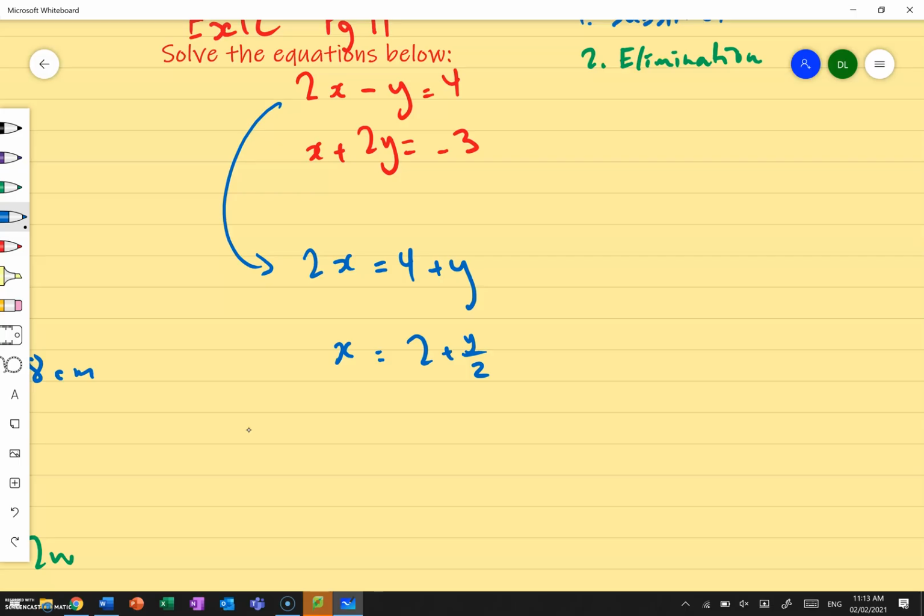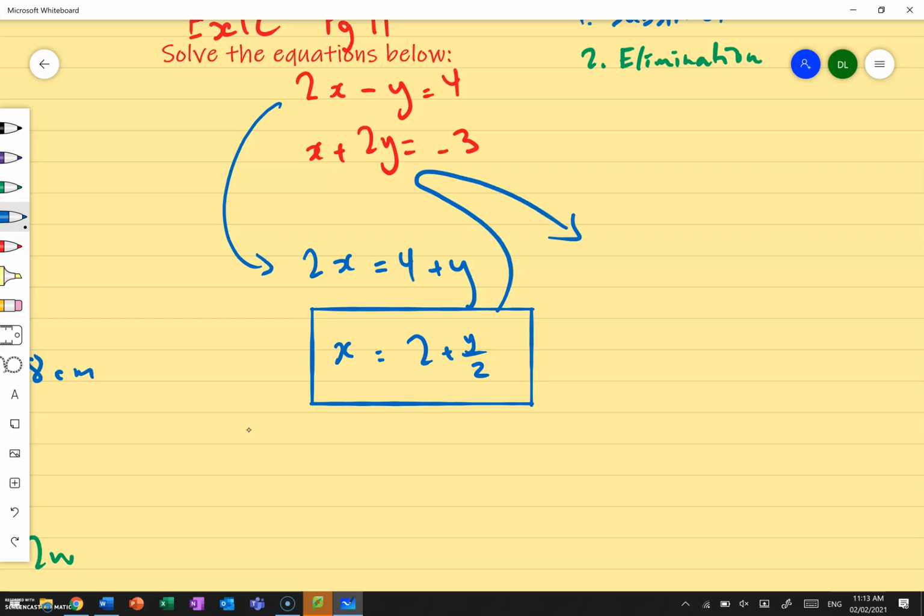Lovely. Now what I'm going to do is substitute that into this equation. Now, when we have simultaneous equations, we will move on to doing 2 variables, 3 variables later on in the year. But for now, we've got 2 variables, which means how many bits of information do we need? 2. I've got 1 equation, 2 equations, okay? So I need 2 bits of information to solve for 2 variables.